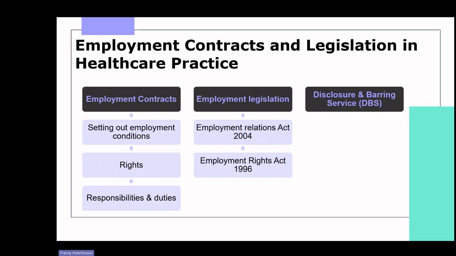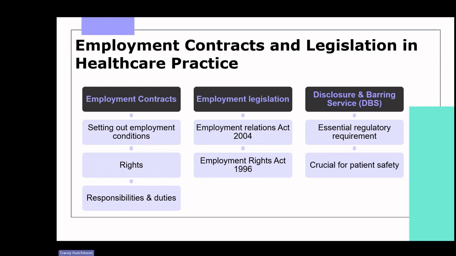And disclosure and barring service, or DBS check or results. A DBS check is essential for healthcare scientists because it helps ensure the safety and well-being of vulnerable patients. It is a regulatory requirement in many healthcare settings to conduct DBS checks on employees. This process screens individuals for criminal records or other relevant information that might affect their suitability for working with vulnerable populations. Sufficient DBS check results are crucial for patient safety.